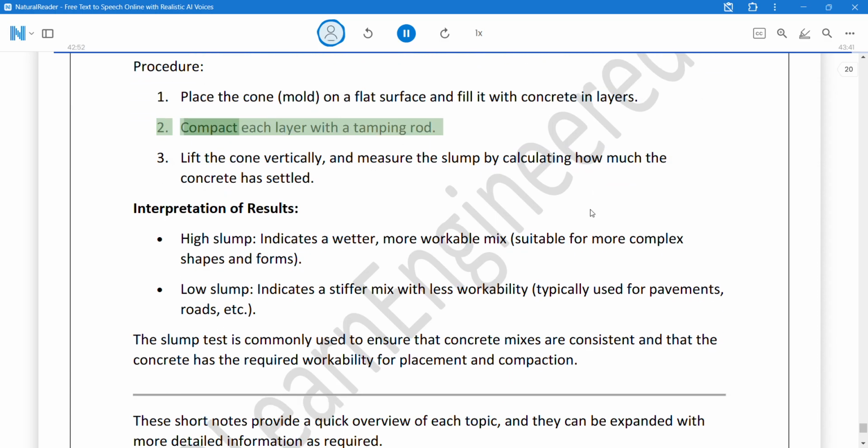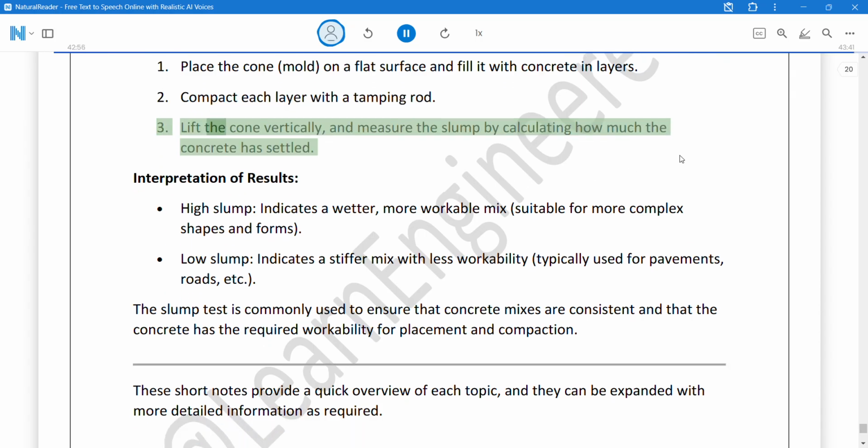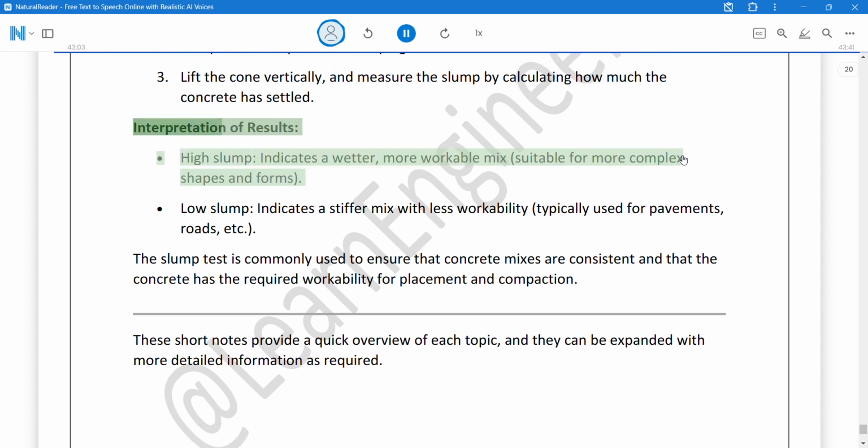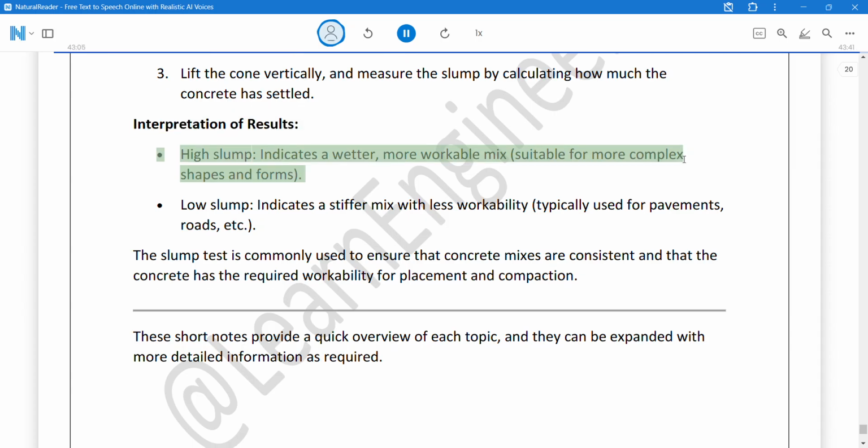Procedure: 1. Place the cone on a flat surface and fill it with concrete in layers. 2. Compact each layer with a tamping rod. 3. Lift the cone vertically, and measure the slump by calculating how much the concrete has settled.